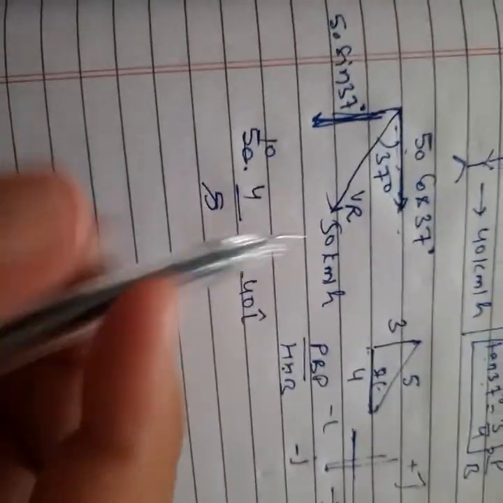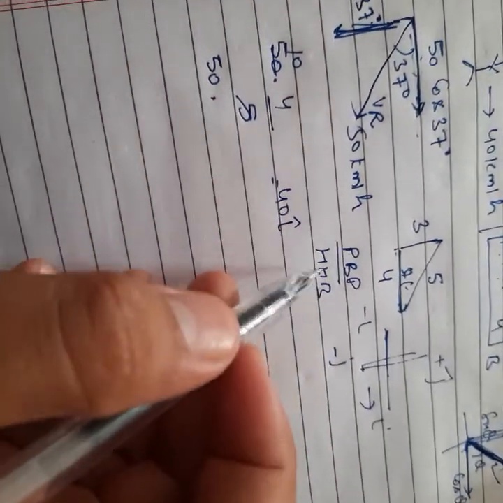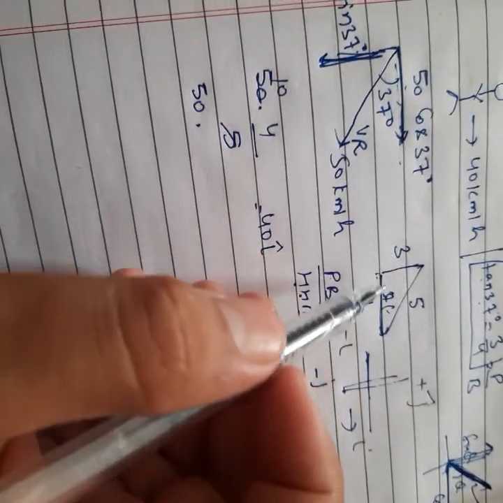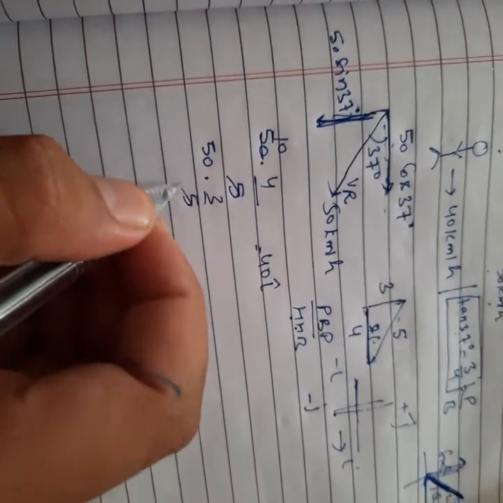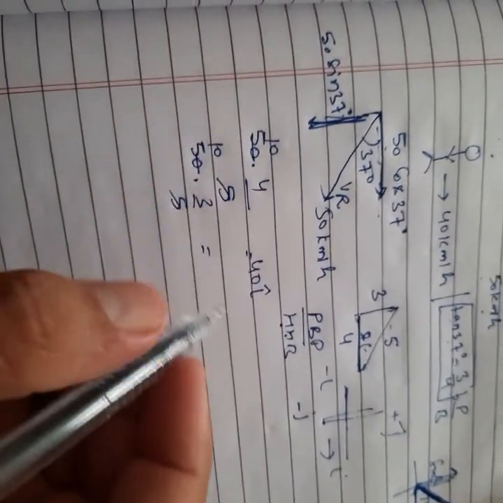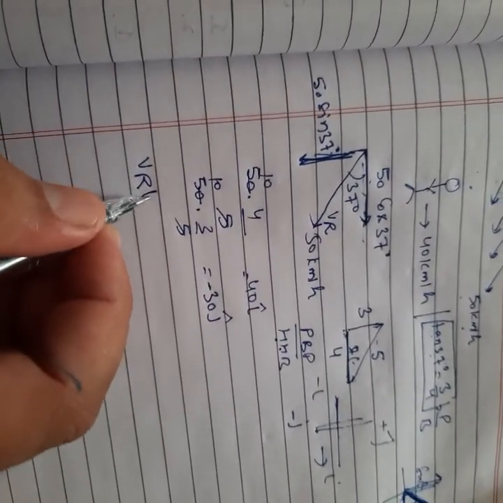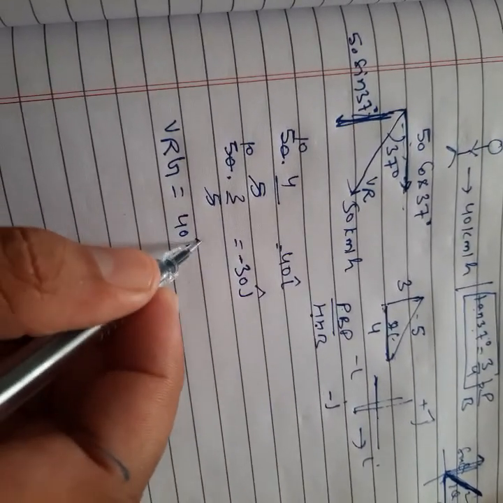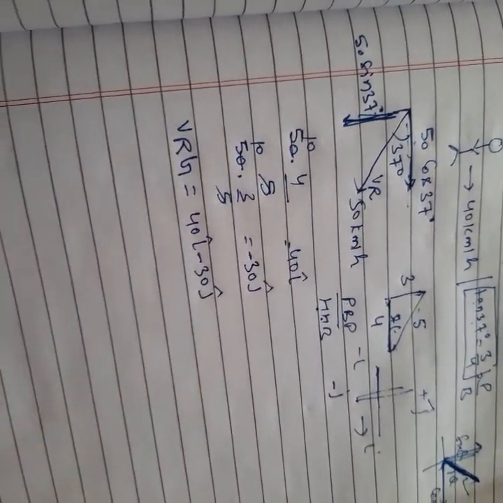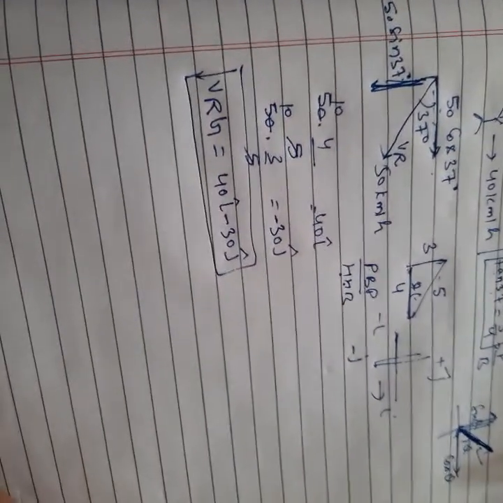Then take this one the same way. In the second case, this will be 50 sin 37. Sine means perpendicular upon hypotenuse. Perpendicular 3, hypotenuse 5, so this is equal to 3 upon 5. So we get 30 downside, or negative j. So VR, velocity of rain with respect to ground, is 40i minus 30j. This is the component form, the velocity of rain with respect to ground.